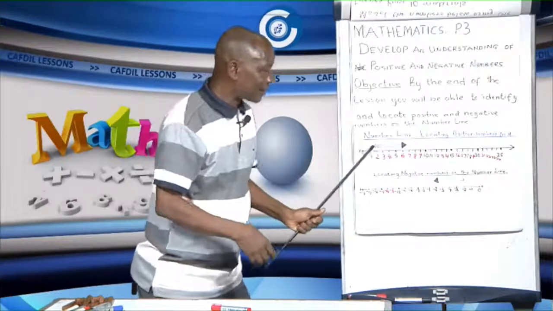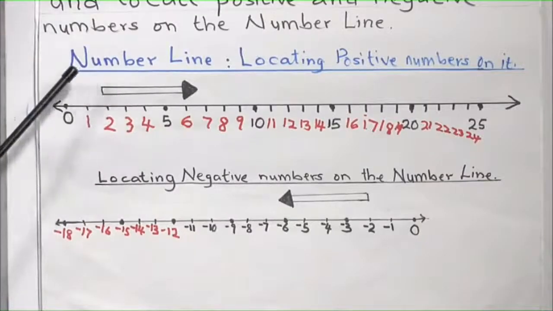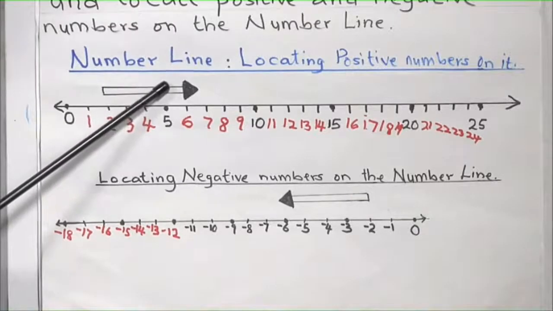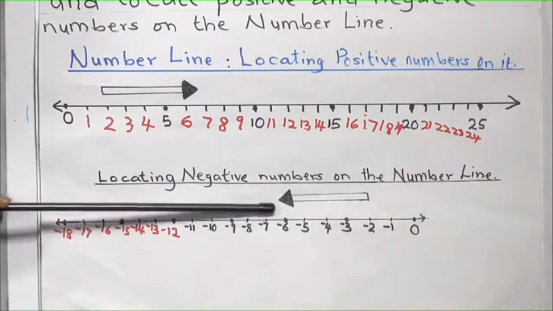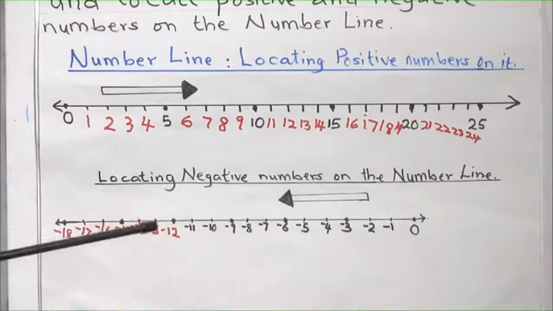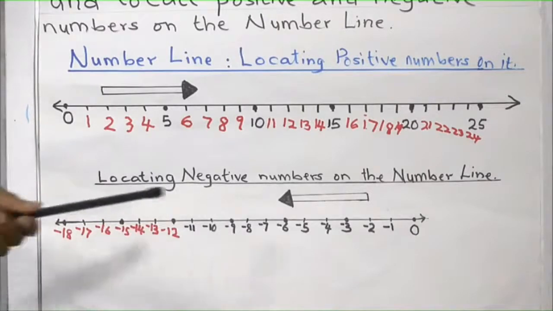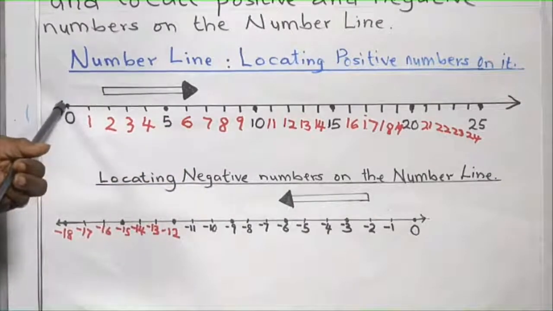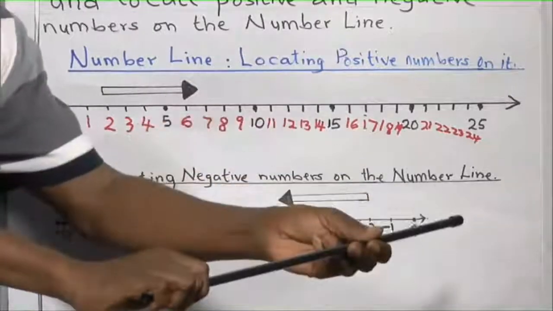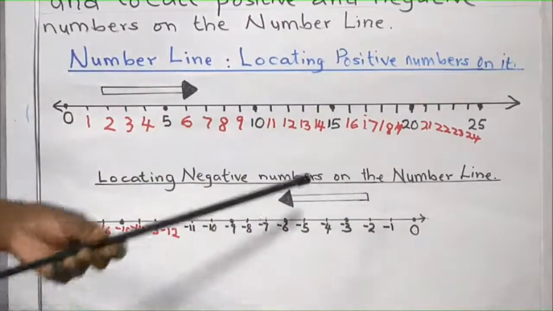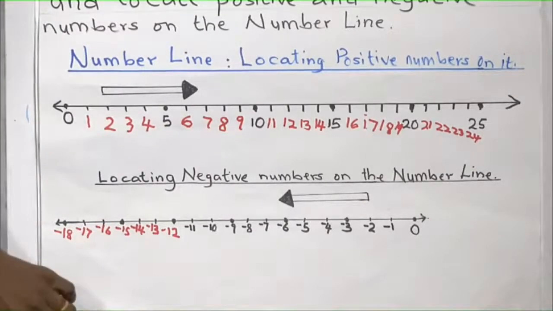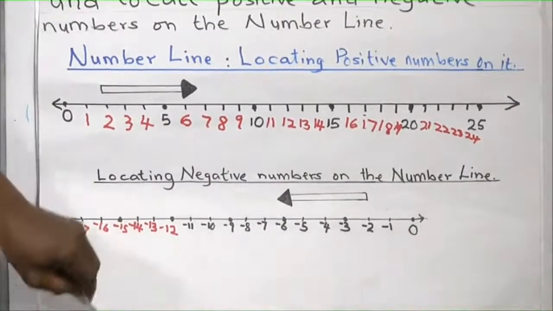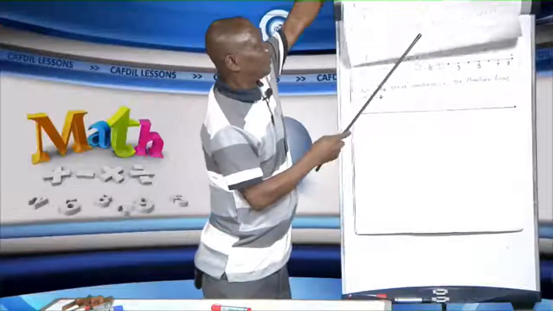So that is how we locate positive numbers on the number line, and at the same time how we locate negative numbers. You see the difference. With the positive numbers, we move to the right, and with the negative numbers, we move to the left. Are you okay? Okay. Let's continue.